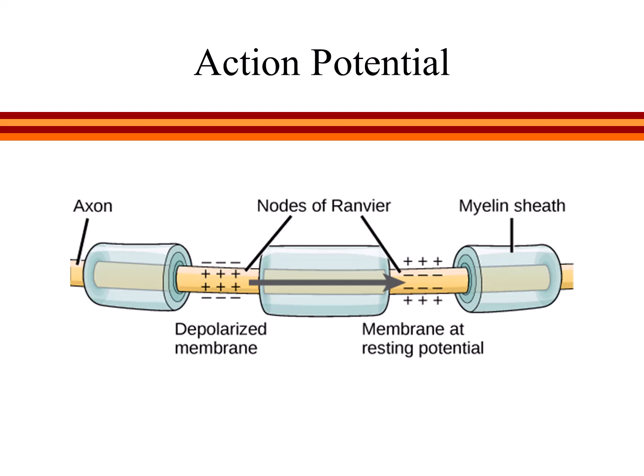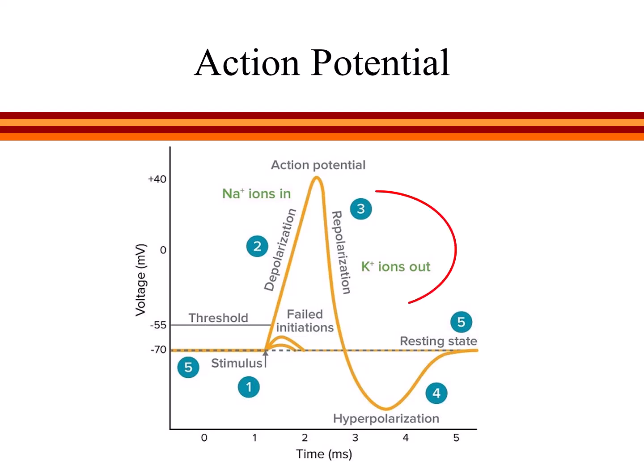This moves the action potential all the way down the axon until reaching the terminal buttons. After an action potential, the neuron enters a refractory state while it essentially resets, pumping sodium ions back outside of the cell. During this refractory state, the neuron is incapable of starting another action potential.